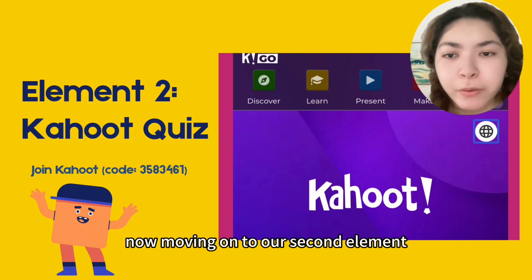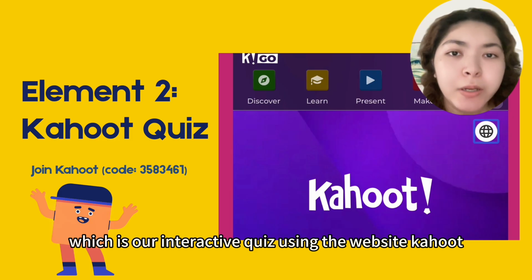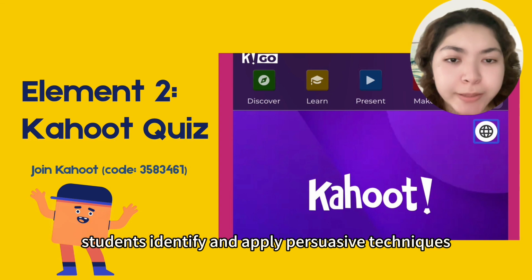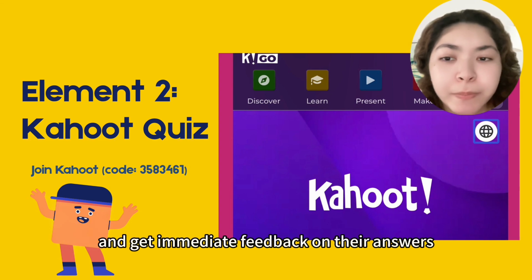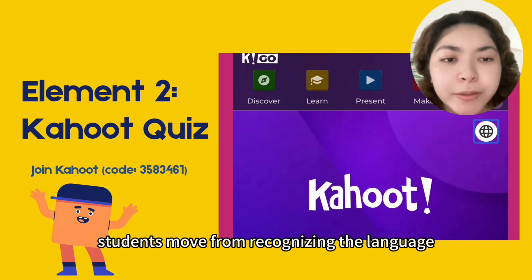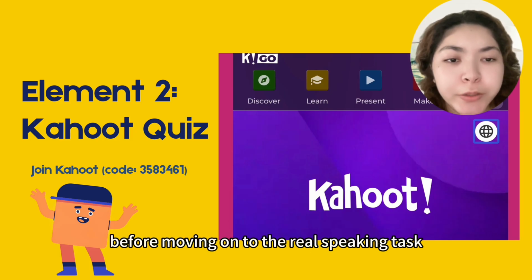Now moving on to our second element, which is our interactive quiz using the website Kahoot. After watching the video, students identify and apply persuasive techniques in short practice items and get immediate feedback on their answers. This sits in the practice stage of our lesson. Students move from recognizing the language to using it themselves before moving on to the real speaking task.